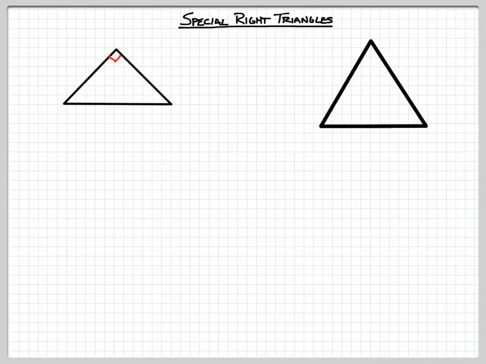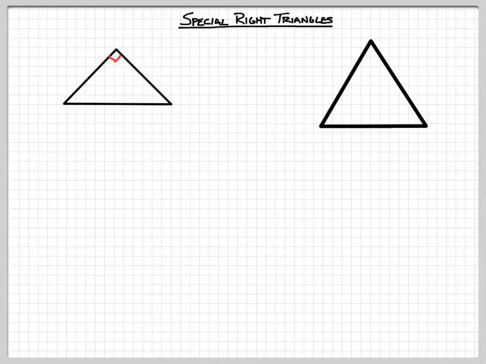Hey everybody, in this video we're going to talk about some special right triangles. And they're special because they're used really frequently when we get into the thick of trigonometry. We use these relationships for these right triangles quite frequently. So that's why we call them the special right triangles.